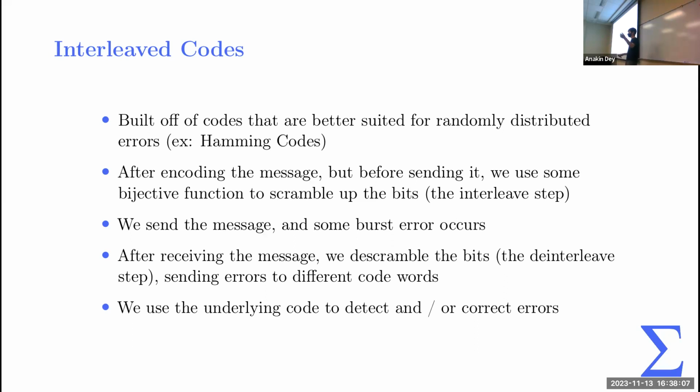Also, just to be clear, your bijective function should not depend on the code word itself. It only moves bits from, say, position 1 to position 7. You're moving bits to different positions. You don't care about what those bits are. So when we de-scramble or de-interleave the code word, the bits are going to their original positions, and the errors don't affect that process.